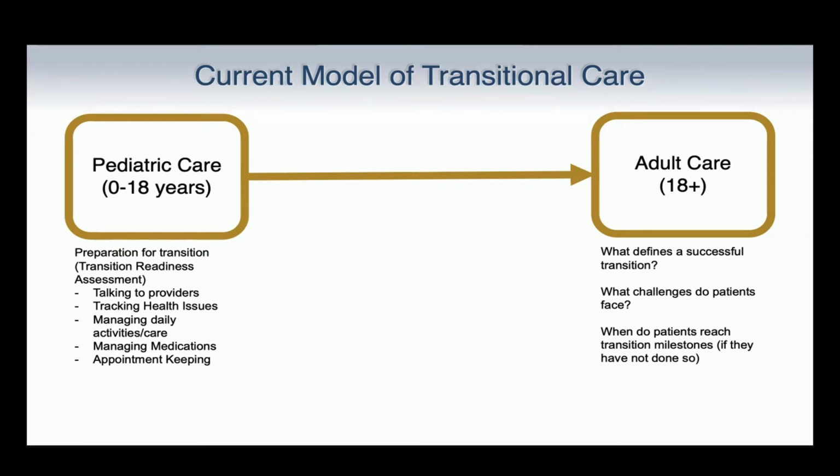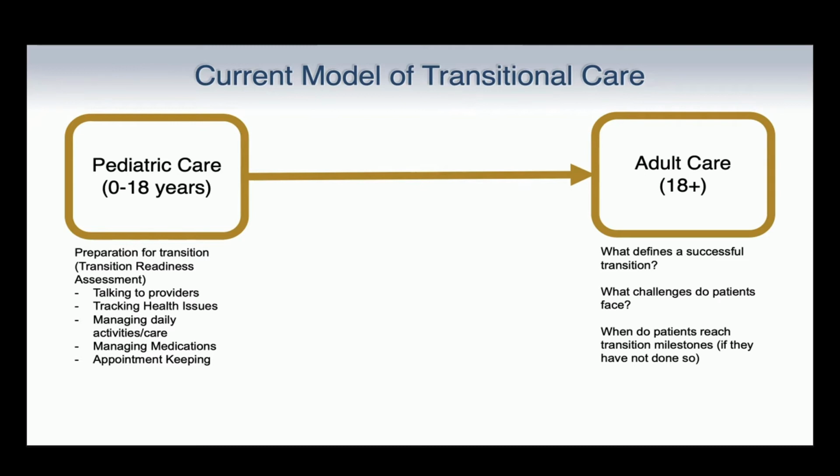One of the tools that we use, for example, is the transition readiness assessment questionnaire, to be exact, which has 5 domains. It empowers patients to learn how to talk to their providers and track their own health issues. Are they able to manage daily activities or care? If they do CICs, are they the ones doing it? Are they able to manage their own medications and keep track of their appointments? Some patients will never reach this because of neurodevelopmental issues, so in those cases, we get the caregiver to that level.